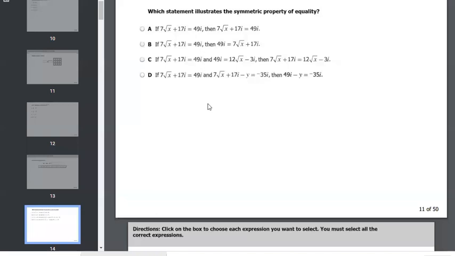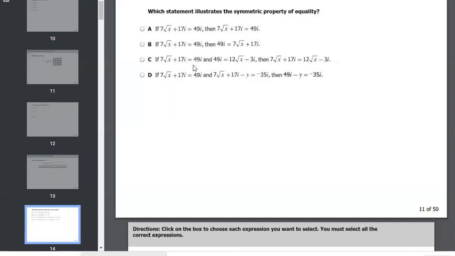All right, so looking at the answer choices, for A, they're not really switching the order, so that's going to be reflexive. Looking at B, for this one, they are switching the order. You have the same things on both sides. They're just switching the order of the equal sign.